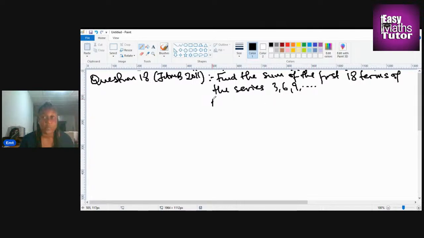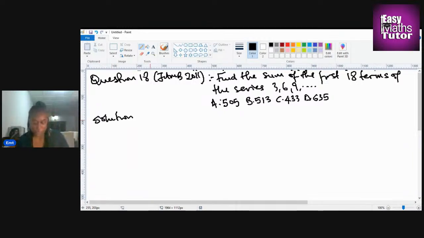Our options: option A is 505, option B is 513, option C is 433, and option D is 635. Now we jump straight to our solutions.